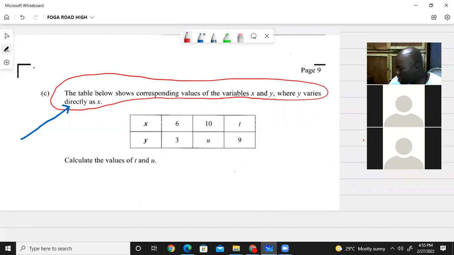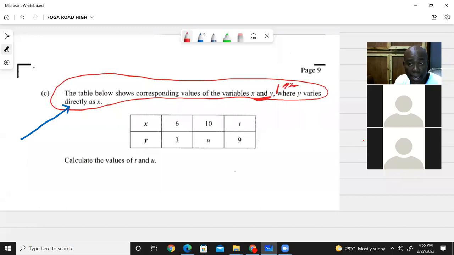When I solve this problem, you're going to see how variations are developed. It's not like I'm teaching it now so that I could sit and teach. I'm just solving the problem. So I'll read it and then I'll set it up and I'll try to explain as best as possible. It says the table below shows corresponding values of the variables x and y, where y varies directly as x. This is the key instruction. Y varies directly as x, which means that whenever you're doing a variation question, there is a formula that will tell what ought to be done.